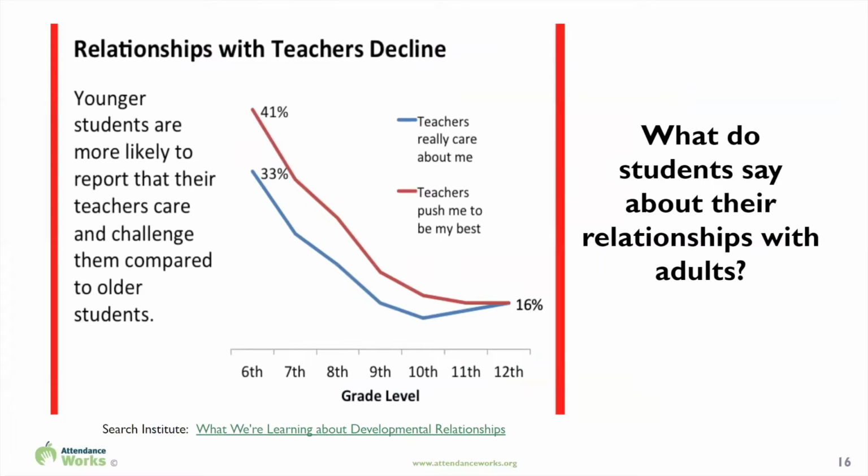So with relationships at the center, we can make a real difference. But we also know that our data out there really shows that relationships with teachers have declined and with caring adults have declined over the course of a student's life in school. And so what does this mean for what we have to do? Next slide.